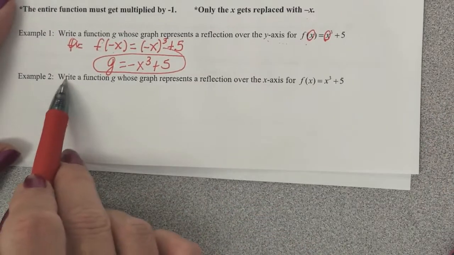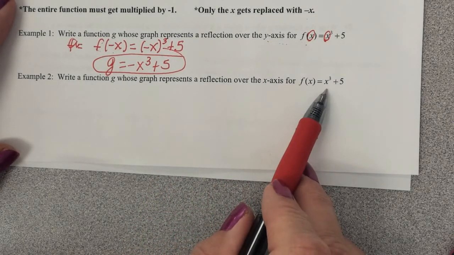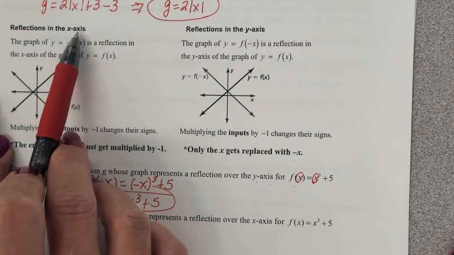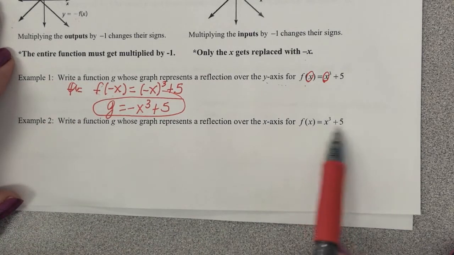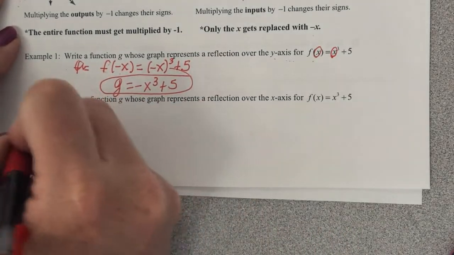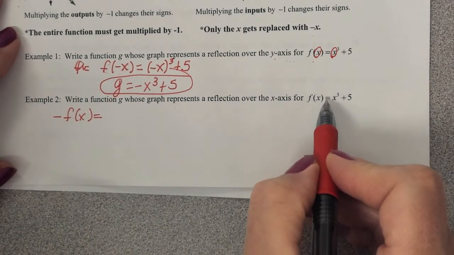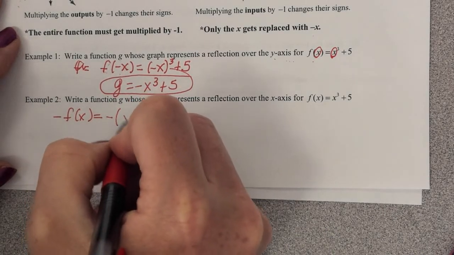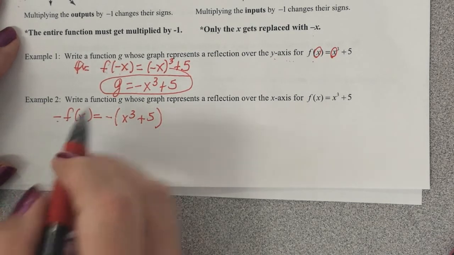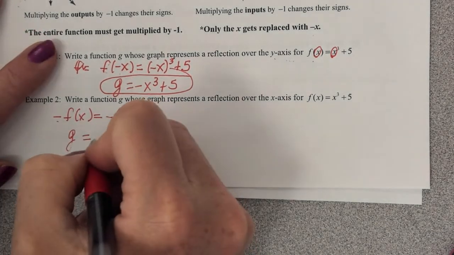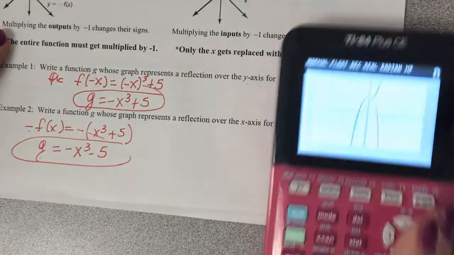Okay, example 2. Write a function g whose graph represents a reflection over the x-axis for this function now. Well, to get that reflection in the x-axis, we have to multiply the entire function, the outputs, the entire thing by -1. So that means I'm going to be doing negative f of x. That means this entire function has to get multiplied by a negative. Okay? So if I'm doing negative f of x, my new g function is going to be negative x cubed, multiply the whole thing by -1. That's going to be my g function.